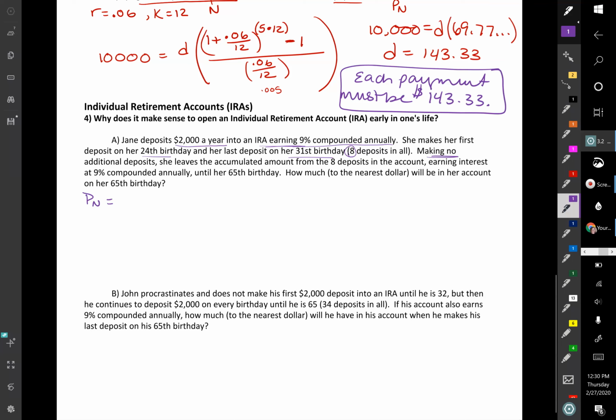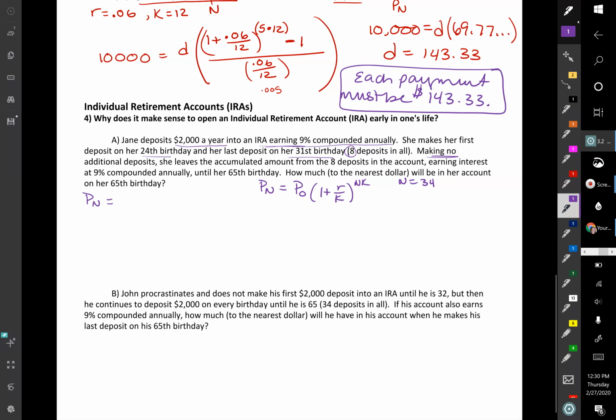After 8 deposits, we have to do part 2, and we are going to use a different formula. We're going to use the compound interest formula that we've used before, a little simpler: P sub n equals P sub 0 times quantity 1 plus r over k to the nk. And then we're going to finish it out until she's 65, so that'll be 34 more payments. So n will be 34 for that one, but the percentage stays the same.